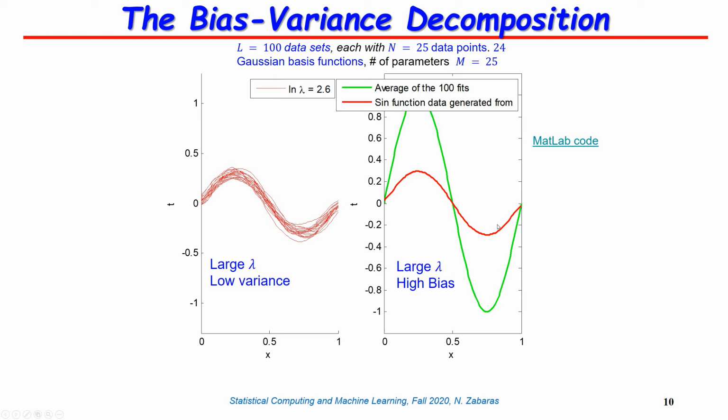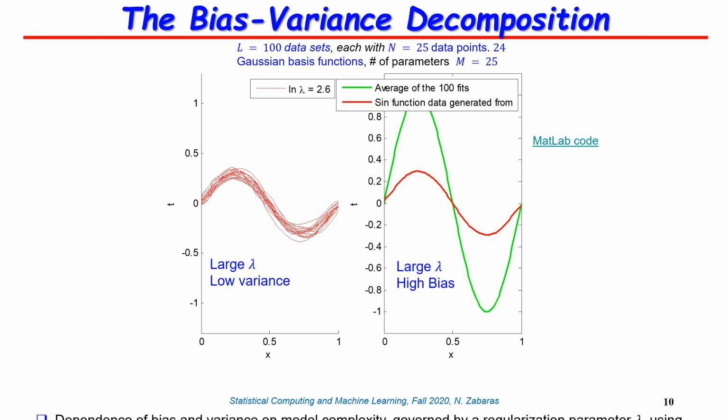So this is the actual generating function, and this is the average over the 100 data sets of the regression function. So the bias is very high, but you notice the variance is relatively low, as you can see on the picture on the left. All right, so this is for very high regularization.